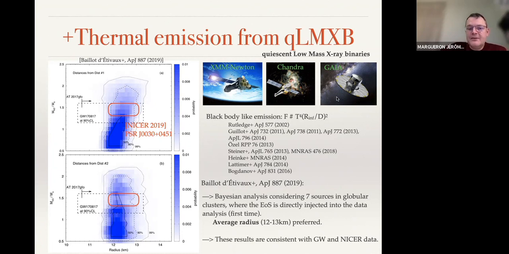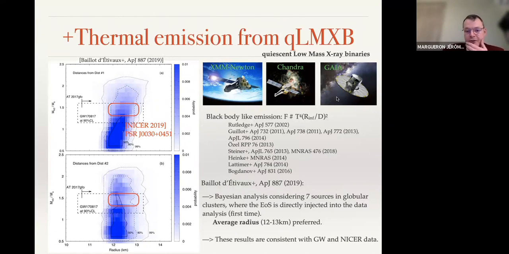telescopes. And this third way to determine the radius of a neutron star is based on the fact that a few well-selected neutron stars have an emission spectrum very close to a black body. Therefore, one could hope to extract information about the radius or about the compactness of this system. As you see, since 2002 and especially after 2010, there were a lot of papers analyzing these results.